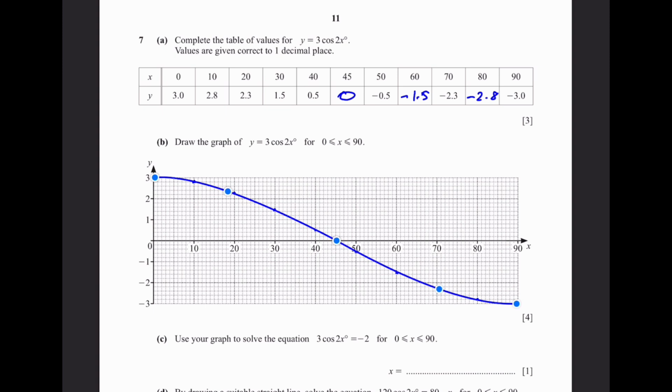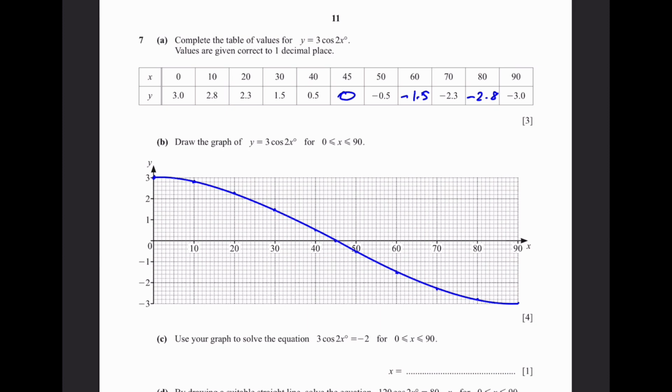And there we go, we have our answer. Part C. Use a graph to solve the equation 3 times cosine of 2x equals negative 2 for 0 ≤ x ≤ 90. Well, we have 3 times cosine of 2x, the graph, when this is equal to the y value. So we need to find the intersection of this graph with the line y is equal to minus 2. Only then we can substitute y equals minus 2 into this equation here, and we'll get this.